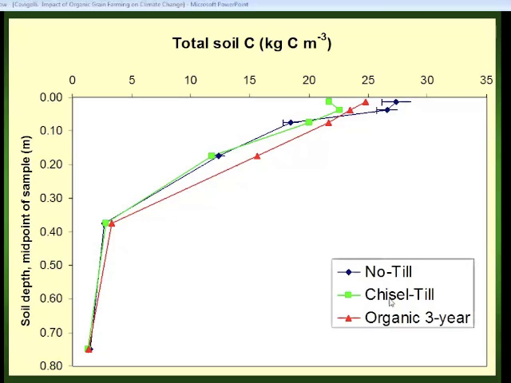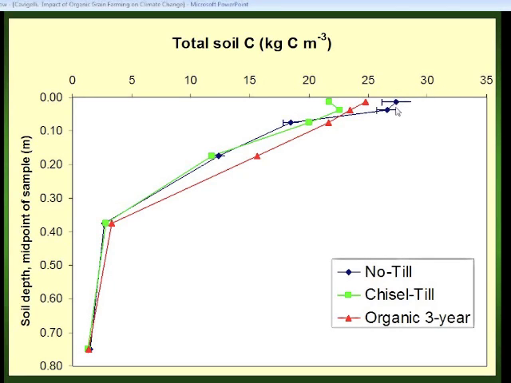Okay, so let's look down into the soil a little bit. Where is that carbon? This is the depth on this axis here, the soil depth. It's the midpoint of those sampling increments I showed earlier. Then this over here, the x-axis, is the total soil carbon.